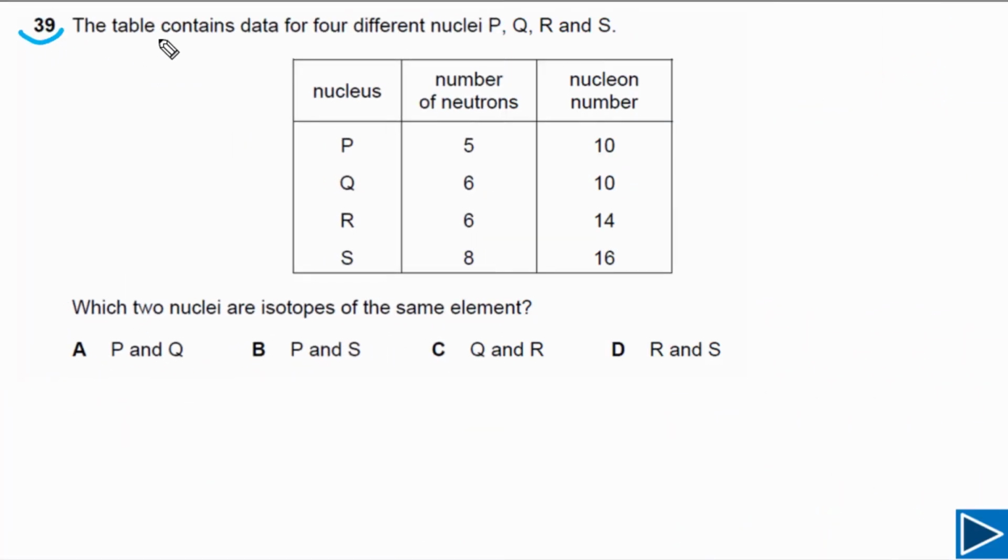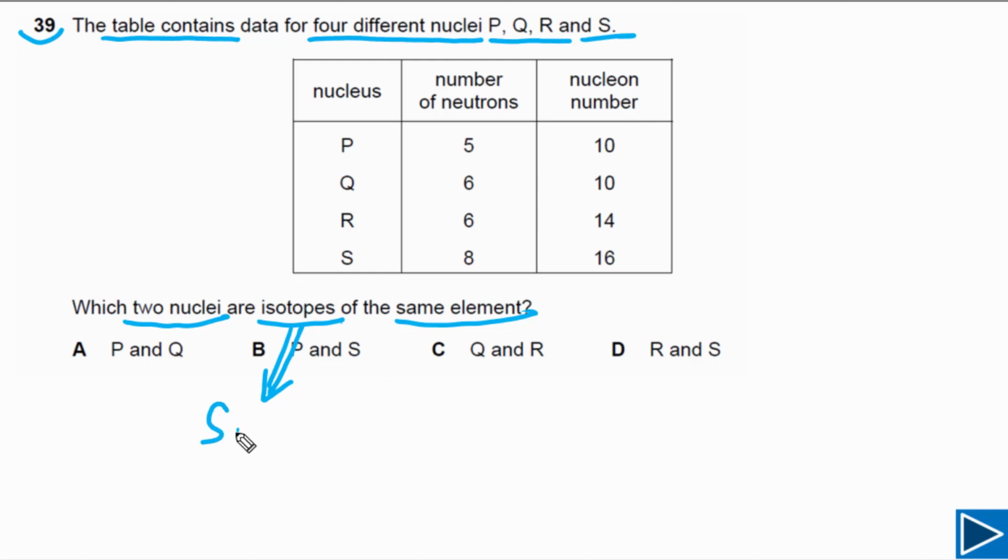For question number 39, it is given to us that the table contains data for 4 different nuclei, P, Q, R, and S. We need to find out which 2 nuclei are isotopes of the same element. So the first thing we need to understand is that isotopes of the same element have the same number of protons. Isotopes of any element have the same number of protons. This is the key concept we need.